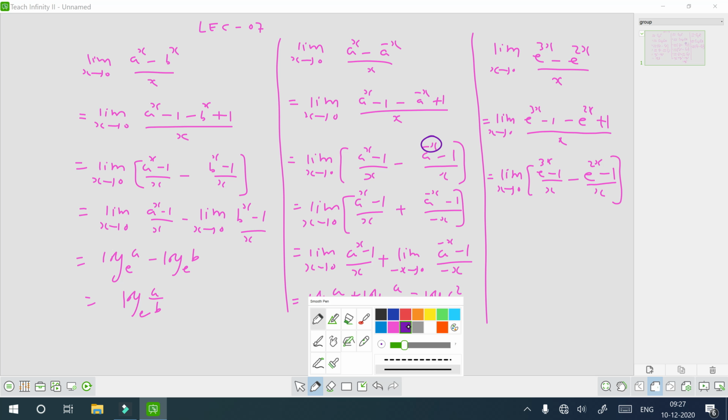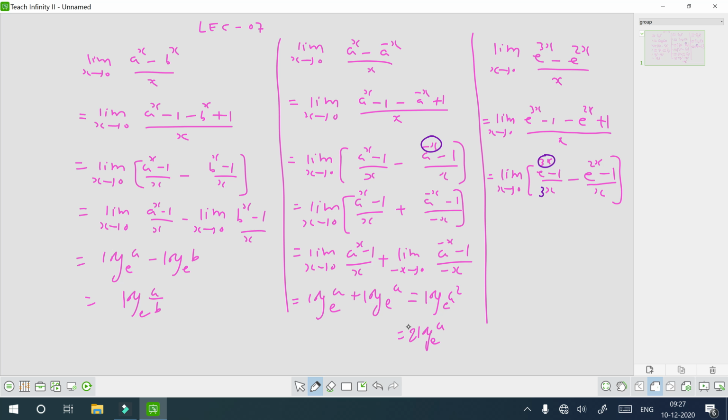Now see what we need here. E raised to 3x is there, so we need 3. So multiply and divide by 3. E raised to 2x is there, so we need 2. Multiply and divide by 2. Now 3 is constant, take it outside: limit e raised to 3x minus 1 over 3x, 3x tends to 0, minus 2 times limit 2x tends to 0, e raised to 2x minus 1 over 2x. So 3 into 1 minus 2 into 1, and that comes out 1. Clear?